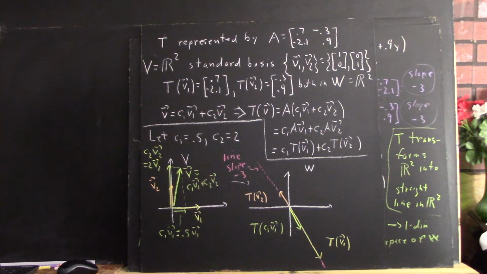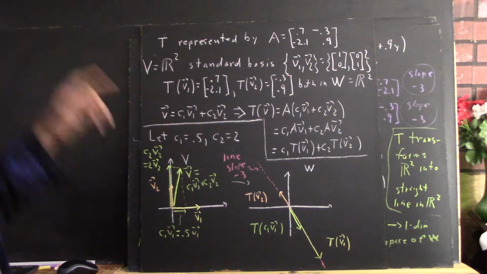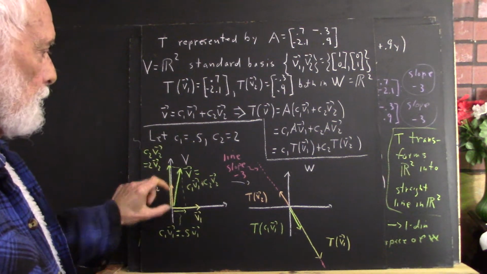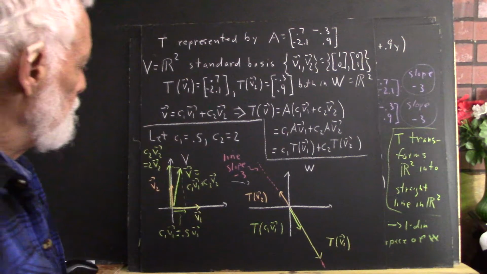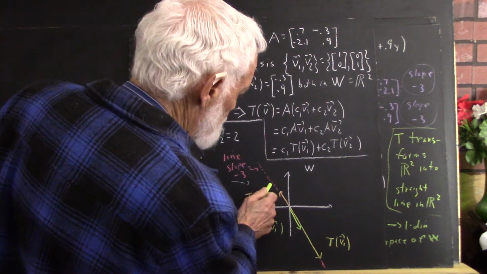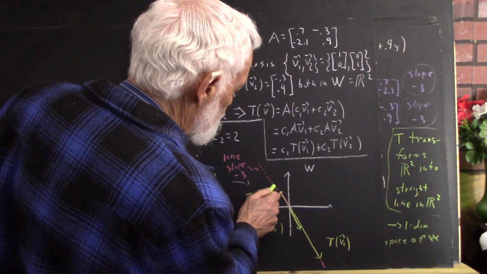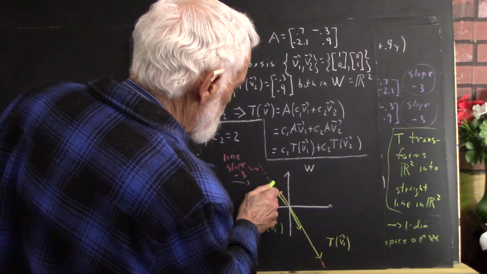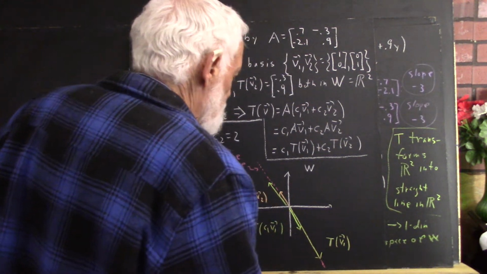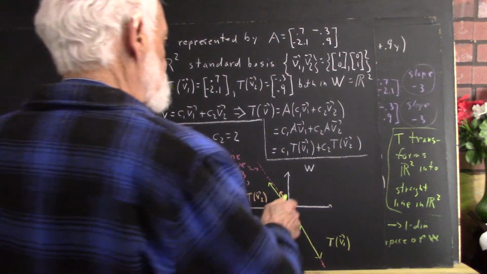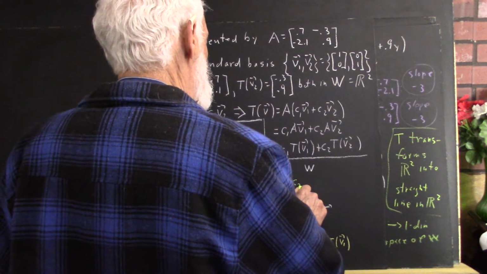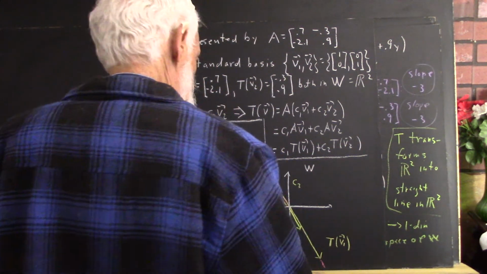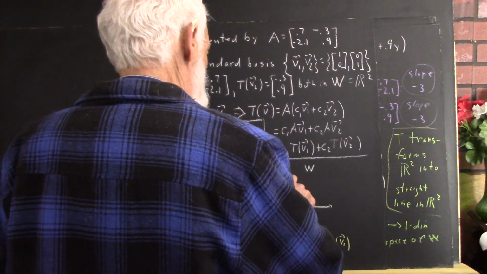And then C2V2, this vector is twice as long as this vector, so C2V2 is going to map to a vector twice as long as this one and in the same direction, because it's a multiple twice that vector. Okay, so here's C2V2. It's the transformation of C2V2.